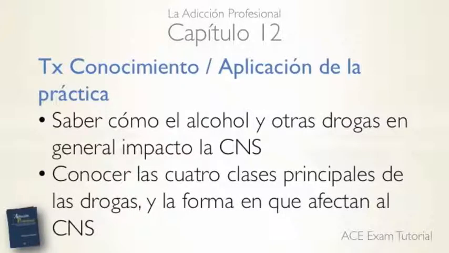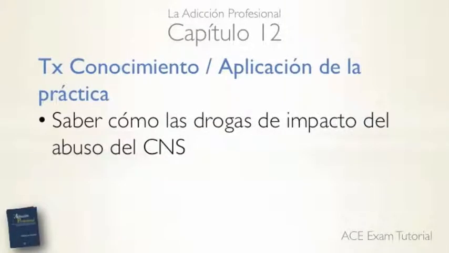In Chapter 12, know how alcohol and other drugs generally impact the central nervous system, and know the 4 major classes of drugs and how they impact the central nervous system. For example, that stimulants increase CNS activity by forcing the release of energy before it is needed naturally. Also know how common drugs of abuse affect the central nervous system.